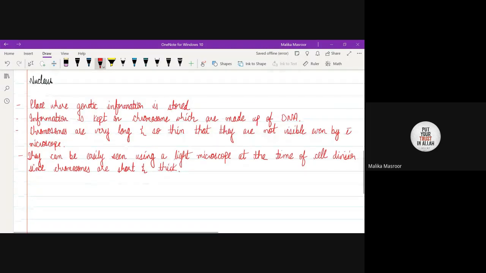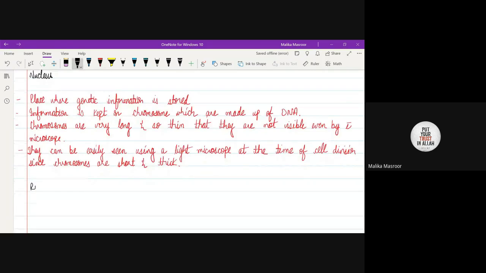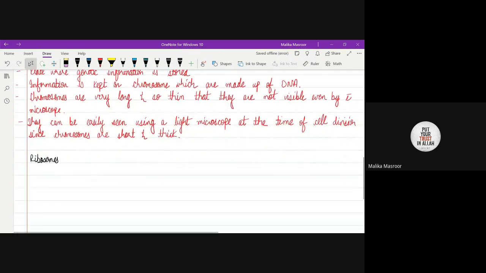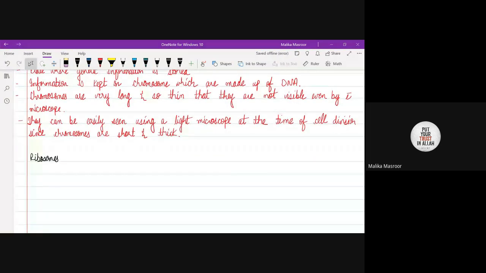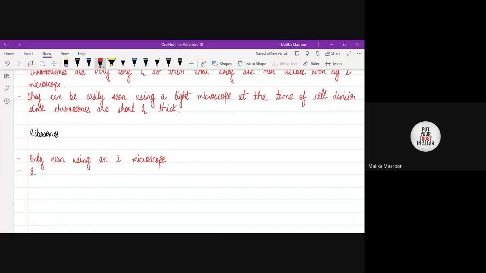Alright. Ribosomes. Ribosomes are basically tiny structures that are found in all plant and animal cells, and they can only be seen using an electron microscope. They're very small. They are the site of protein synthesis.